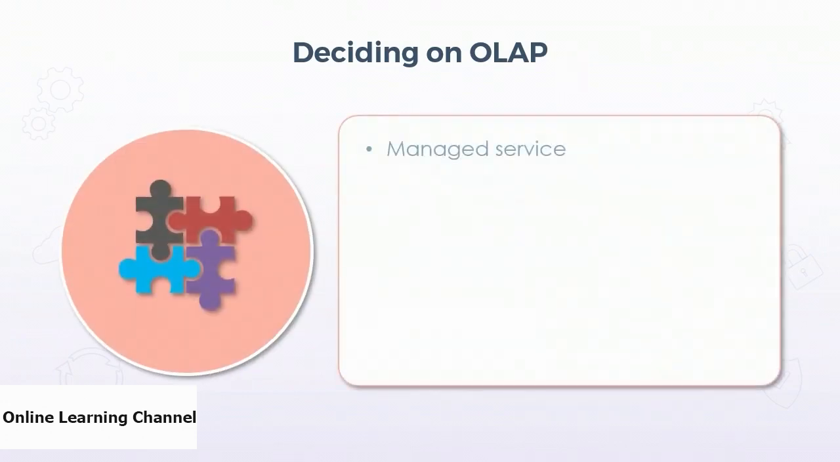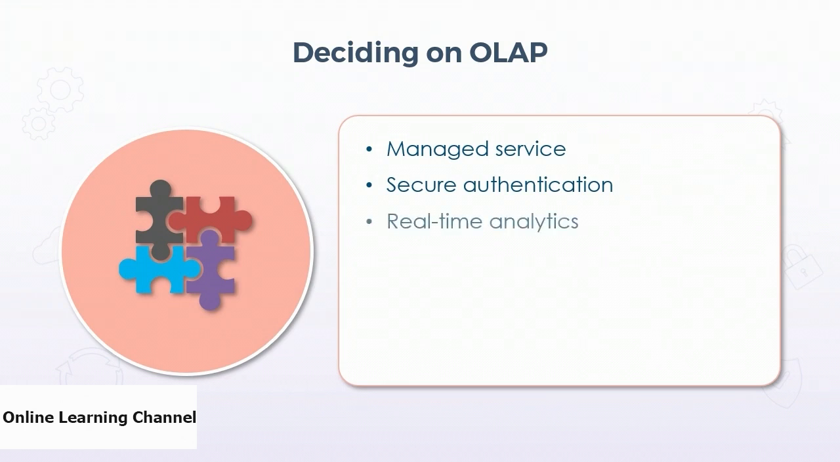So when you're deciding on OLAP, what do you want to take into consideration? You want to take in the fact that you want a managed service. You don't have to worry about the back end, the infrastructure. You also need secure authentication. So do you want to use Azure Active Directory? You can integrate it with that. You want real-time analytics. So you're going to have to narrow some of your options down if you want real-time analytics, as not all these OLAP systems do support real-time analytics.